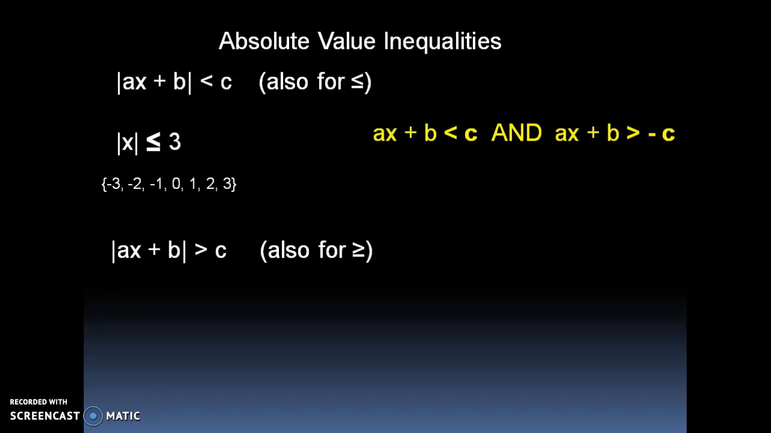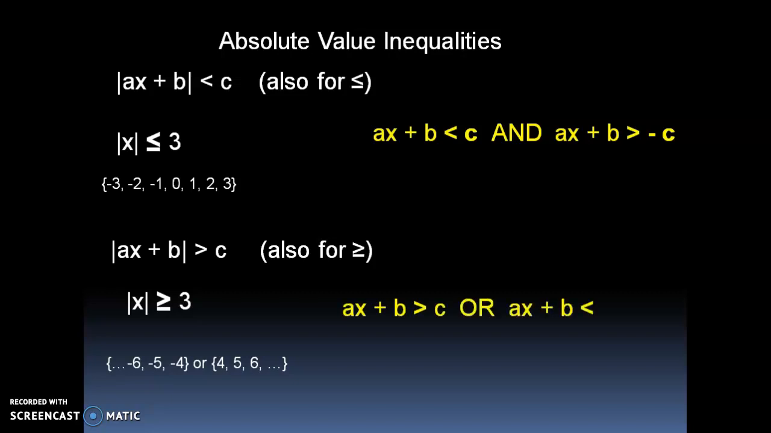Looking at absolute value is greater than c, again, let's take a look at absolute value of x is greater than 3. So this could be negative 4, negative 5, negative 6, right? Absolute value of those are all going to be positive and greater than 3. And then the same thing with positive 4, positive 5, positive 6, and so forth. So the two inequalities you're going to set up for this one, again, just as it appears, ax plus b is greater than c, or it's going to be less than negative c. So we're actually setting up two compound inequalities. One would be an and, one would be an or. Let's take a look at an example.